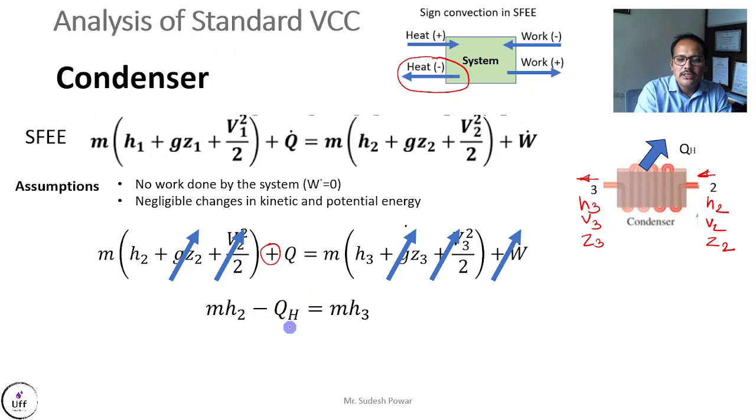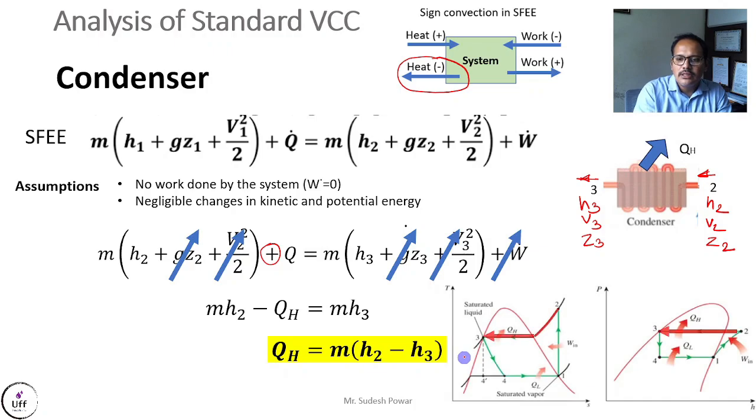So this is minus QH, that is equal to m into H3. So if I rearrange this, then heat rejected from the condenser is m into (H2 minus H3). So if I see this diagram on TS and PH diagram, then it is indicated by this red color.